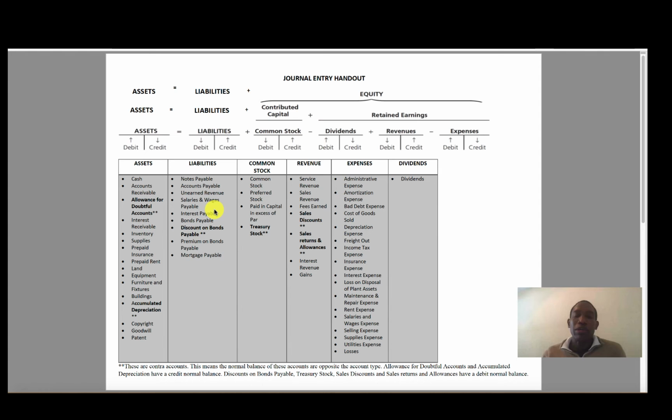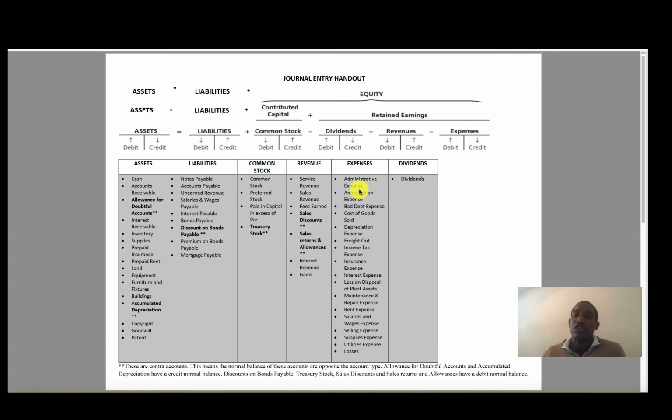If I say what's the normal balance for preferred stock? Well, preferred stock is over here in the common stock section, right? So what's the normal balance for preferred stock? Preferred stock is part of common stock. Common stock is here, so the normal balance is a credit. What about the normal balance for sales revenue? See if you can find that. If we go over here to revenue, here's sales revenue, right? So I look for revenues. And what's the normal balance for revenues? It's a credit, so sales revenue is a credit.